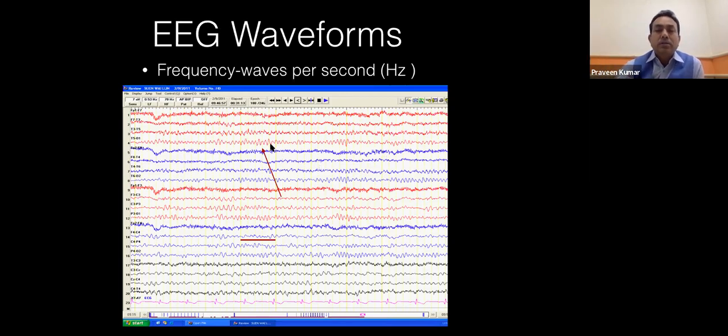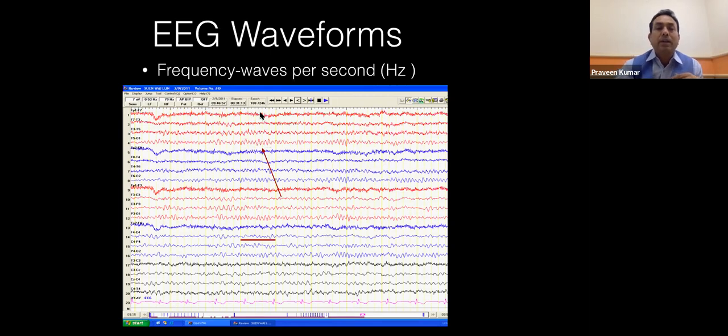If you count, this is the 1 second part in this EEG, which is a bipolar montage, and we're looking at frontal to occipital location. If you count at the occipital part, the waveforms will be something around 1, 2, 3, 4, 5, 6, 7, 8, 9, 10. So almost 10 waveforms, a 10 per second waveform, which falls into the alpha category. One upstroke and downstroke is one complete wave. So you have got 10 per second, which falls into the alpha part.